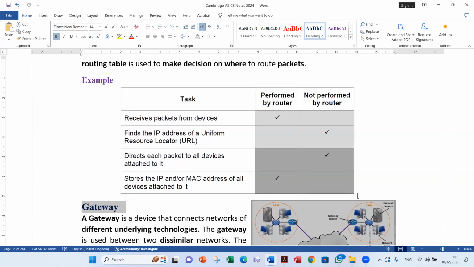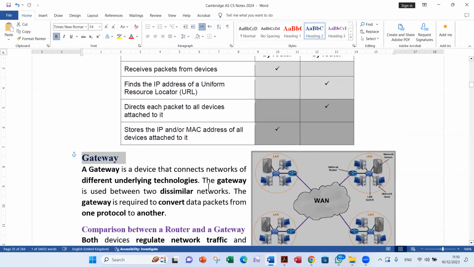Directs all packets to all devices attached to it. This is not performed by a router. This is performed by a hub. The hub broadcasts data to all devices connected to it. Store IP address and or MAC address of all devices attached to it. This is performed by the router. In my opinion, the router only deals with IP addresses. The router is not able to deal with MAC addresses. However, it is written here and it is acceptable. We will study lots of information about the IP address and the MAC address.